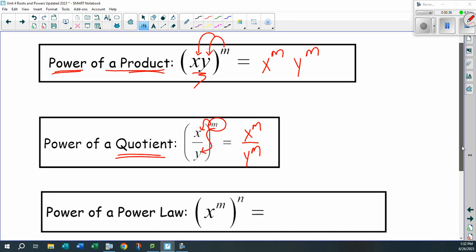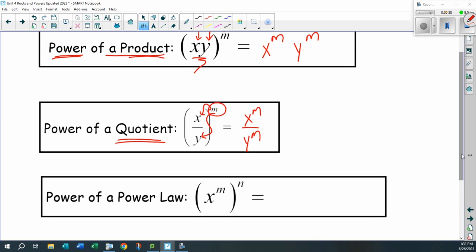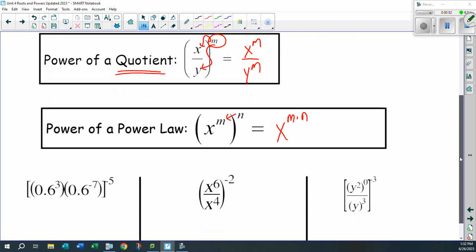But how about this one down here? Well, this is the power of a product. I always say when you go across a bracket, you have to multiply. So this is x to the m times n, which I think is really, really cool. Okay, so let's look at a couple of examples here.